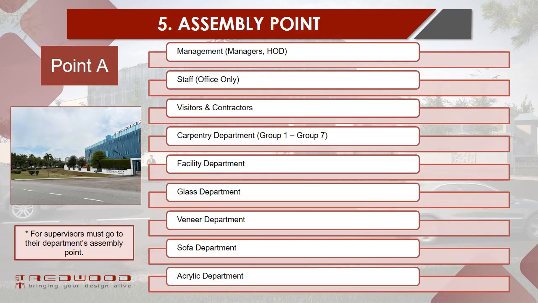Assembly Point A is designated for 1. Management personnel such as managers and heads of department. 2. Office staff. 3. Visitors and contractors. 4. Carpentry department, groups 1 to 7. 5. Facilities department. 6. Glass department. 7. Veneer department. 8. Sofa department. 9. Acrylic department. All supervisors must report to their respective department assembly points.